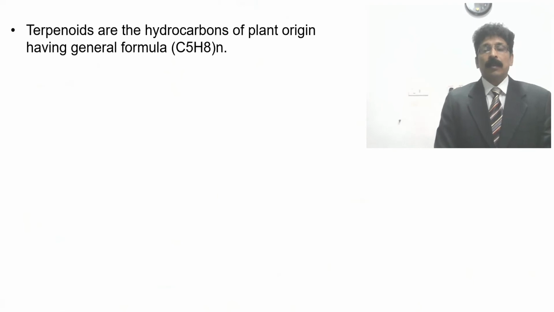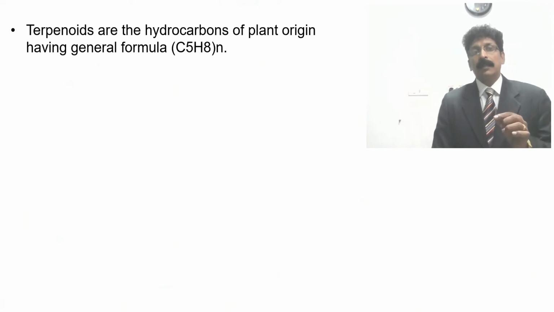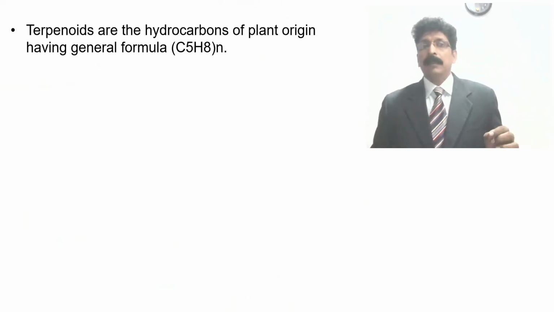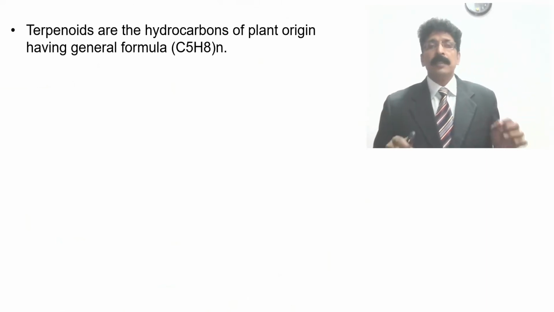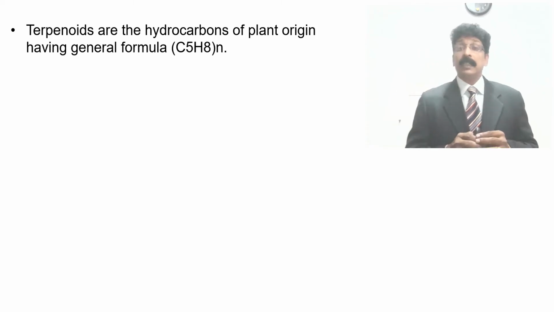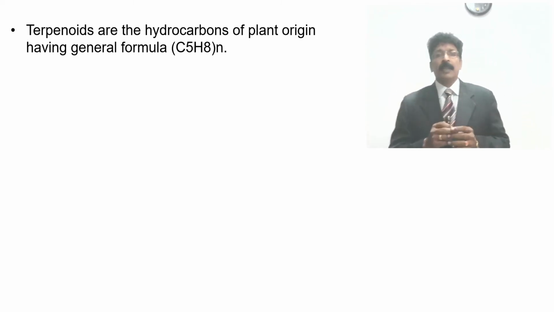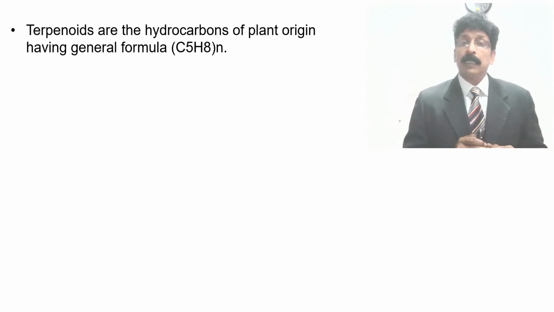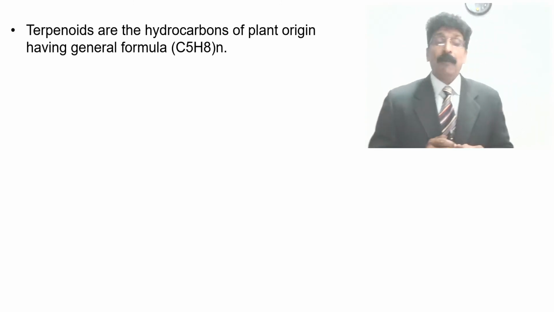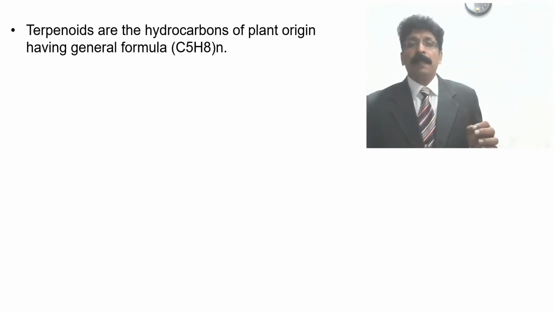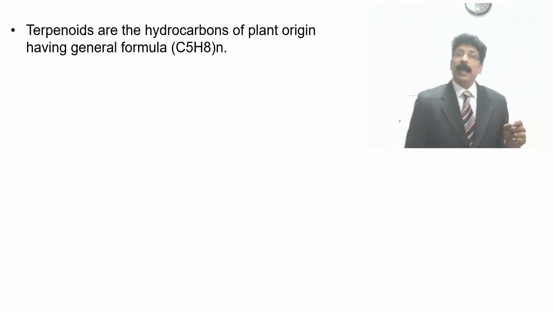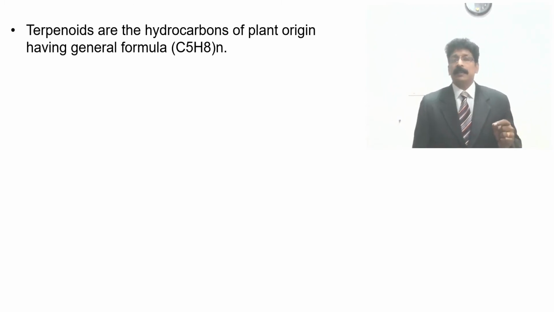Volatile oils are chemically, when we see the details about the structure of the compound, terpenoids or hydrocarbons of plant origin having a general formula (C5H8)n. We can see even in detail about the terpenoids. And the C5H8, you should know what it is.